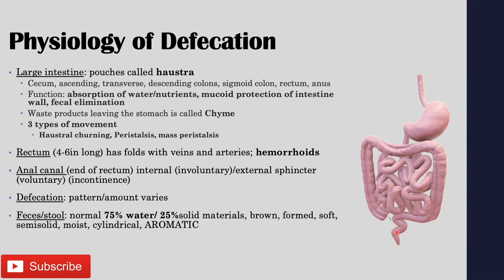And lastly, feces is just another word for stool. It's normally 75% water, and I have been tested on this, so just remember that feces is normally 75% water, 25% solid materials, brown, formed, soft, semi-solid, moist, cylindrical, and aromatic. And keep in mind that the word aromatic is used to describe the normal smell of feces.